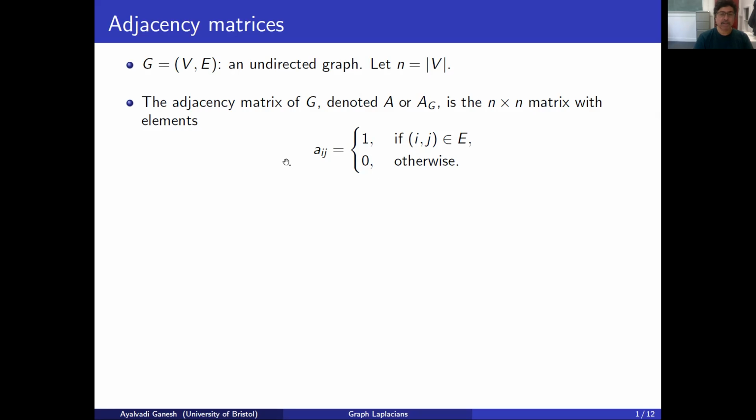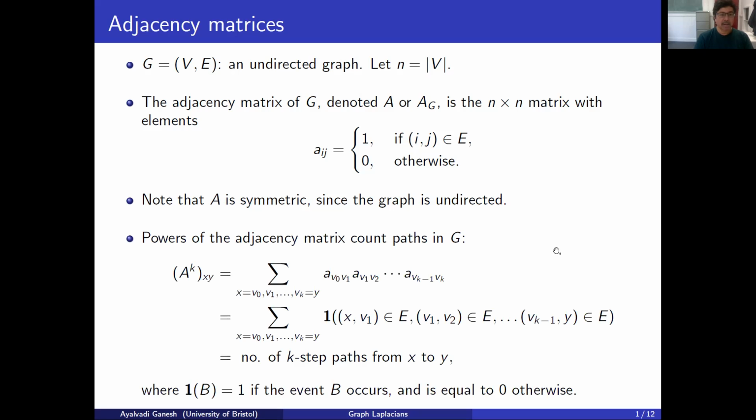Okay, so it's an n by n matrix whose rows and columns you can think of as being indexed by the vertices of the graph. A is symmetric since the graph is undirected. So if there's an edge between i and j, there's also an edge between j and i. The powers of this matrix count paths in the graph. So let's see why that is so.